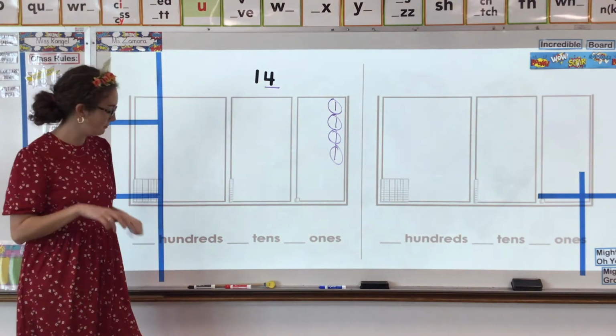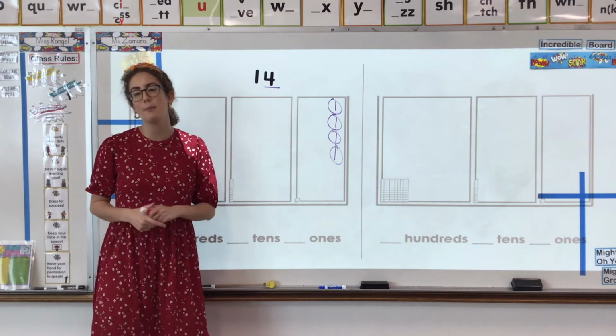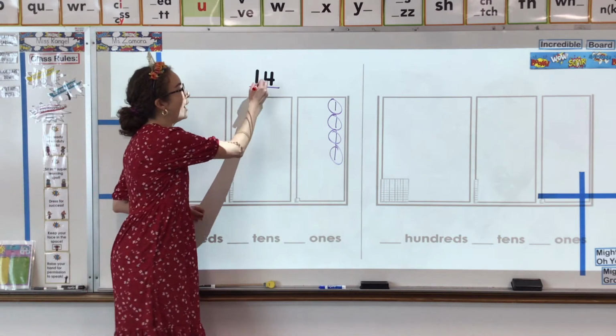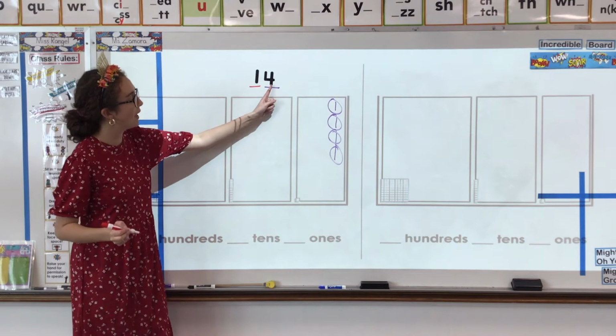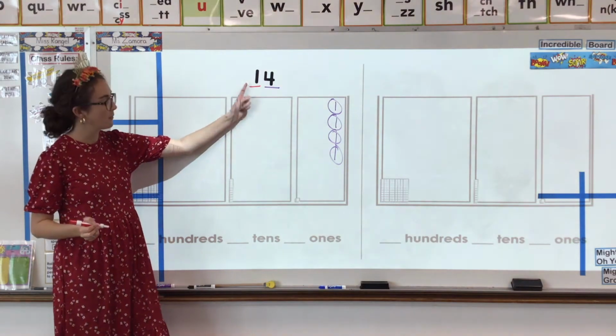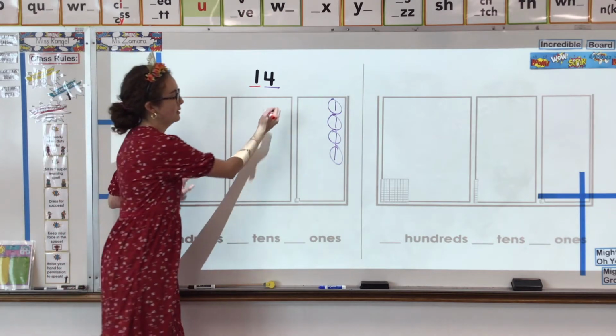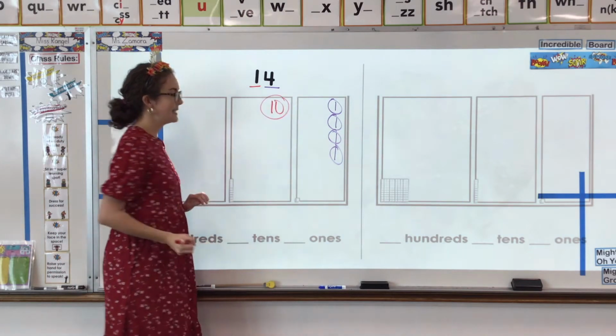What about tens? How many tens are in this number? How many tens? There's just 1 ten. We went from the ones to the tens place. So can we go ahead? Can you draw 1 ten in your tens place? 1 ten.